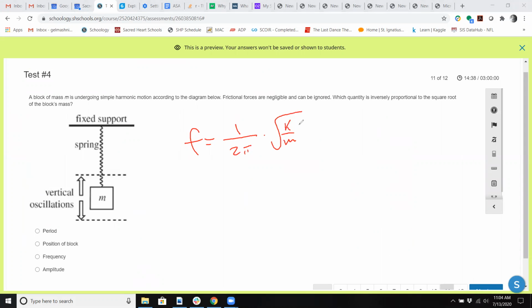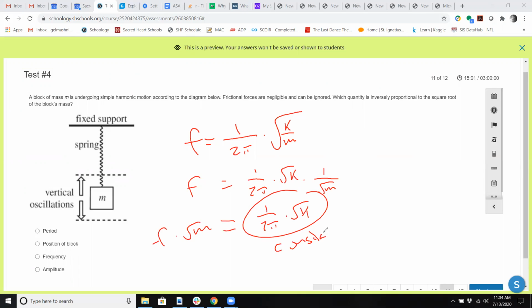So you can kind of break it off like this. So f times root m equals 1 over 2 pi times root k. Well, all that is just a constant. And it's being multiplied together. So that's why they're inverse proportional. So it's inverse proportional to the square root of the mass. So which one is inverse proportional to the square root of the block's mass? Frequency. There we go.